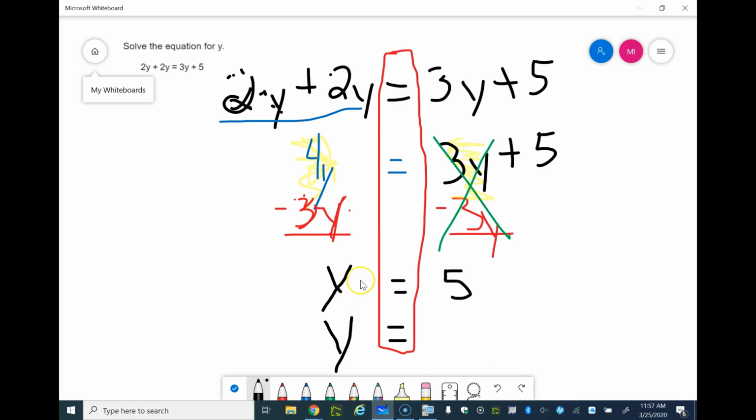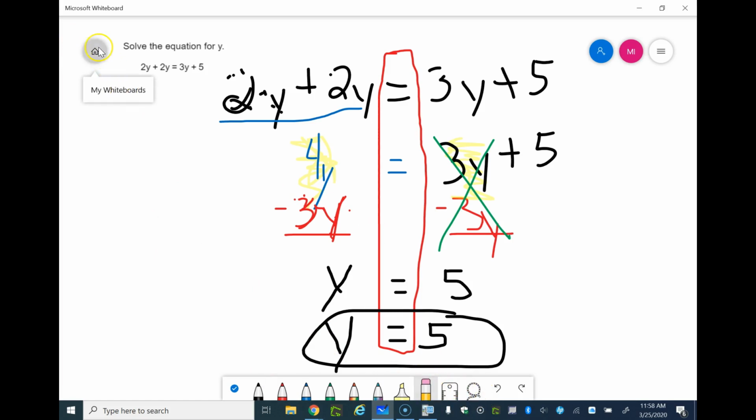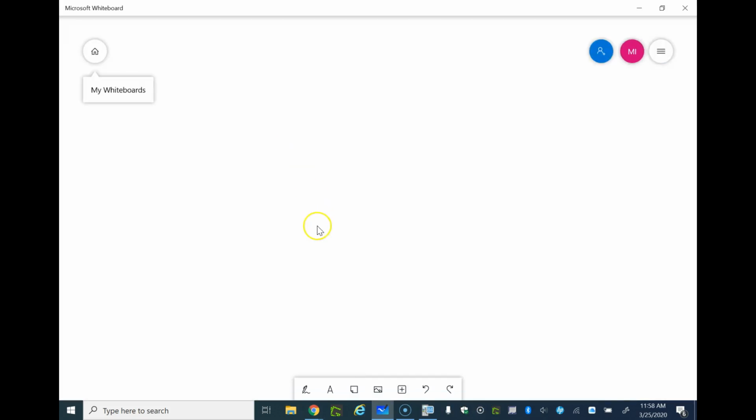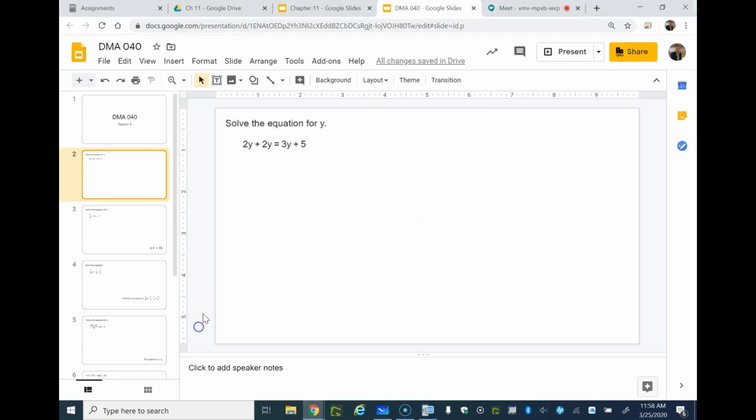So notice with this problem, my y is by itself on this side of the wall, and the 5 is also by itself on this side of the wall. Because this is the case, I am done with the problem, and the answer is y equals 5. So let's do another example.